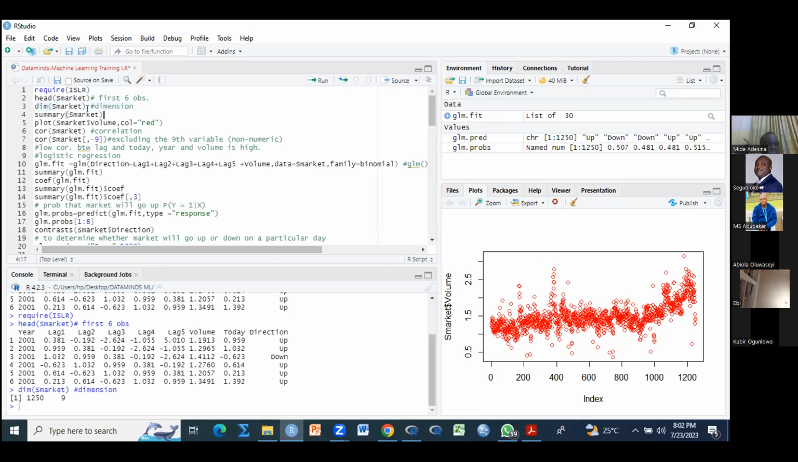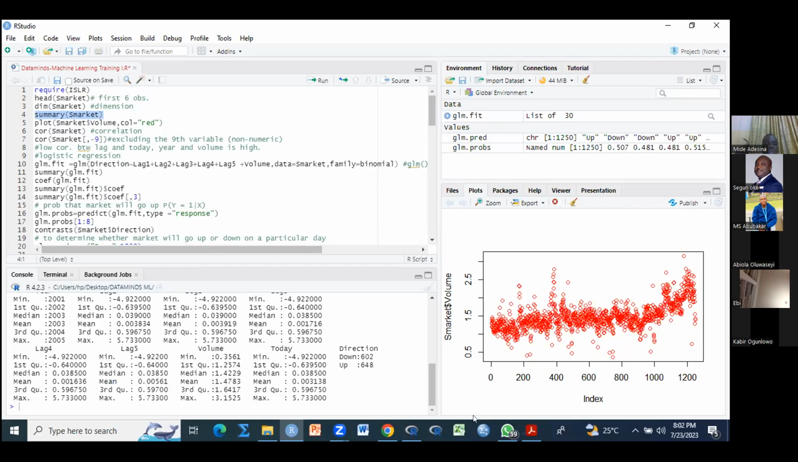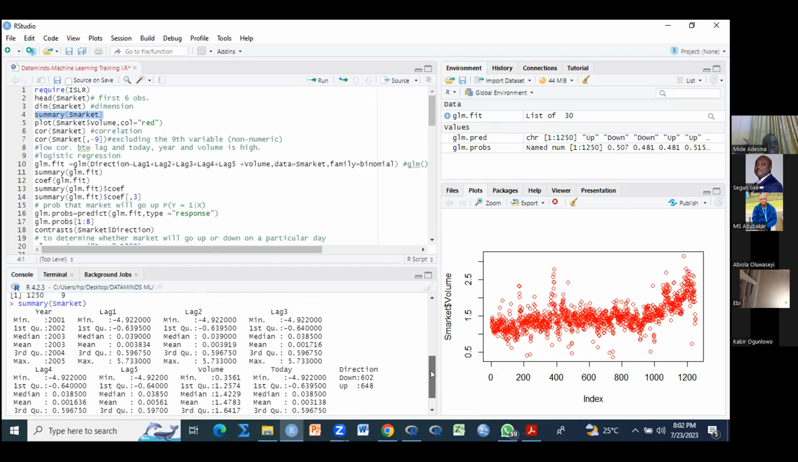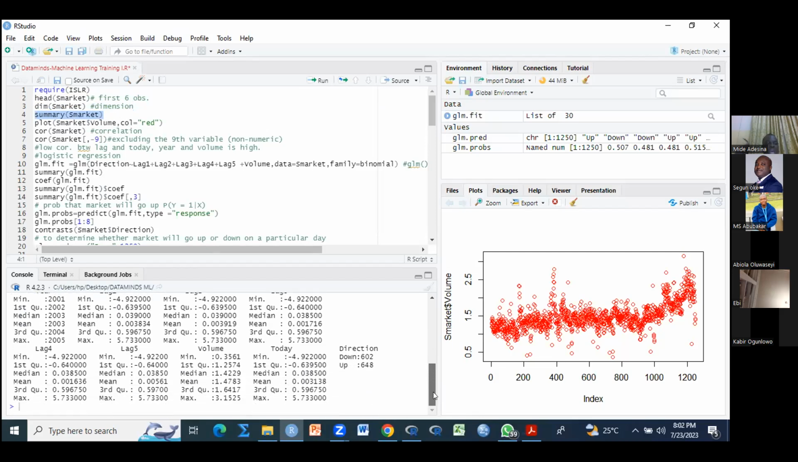We want to look at the summary statistics. We also highlight that and run. We can see what it looks like: our mean, median, first quartile, third quartile. And if you're interested in variance, it's just a matter of saying variance of this, but you have to be specific about which variance you're looking for.